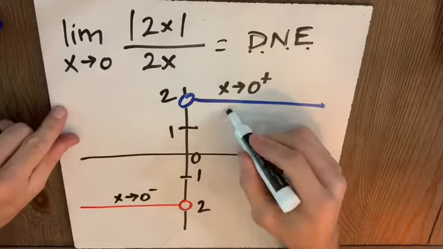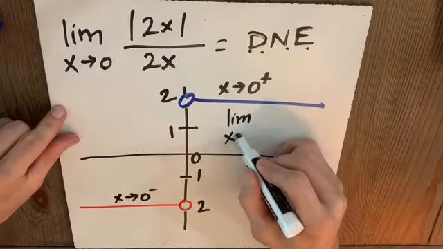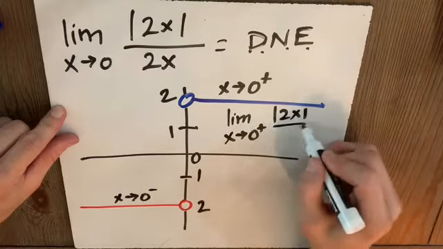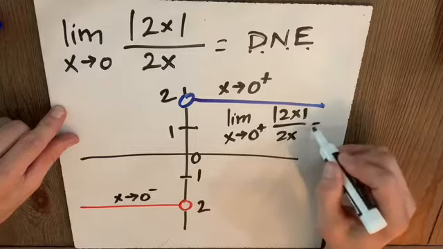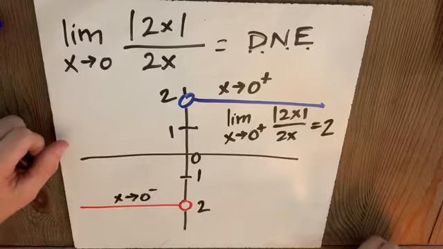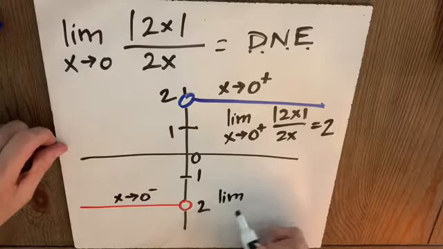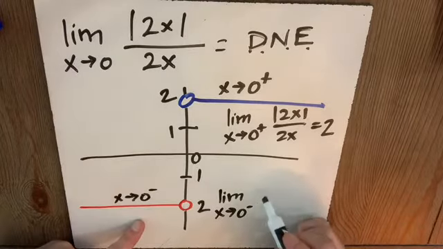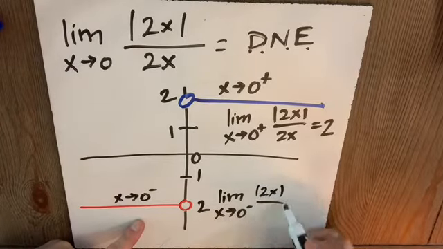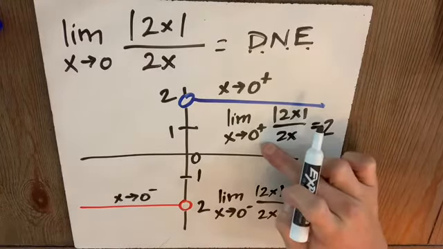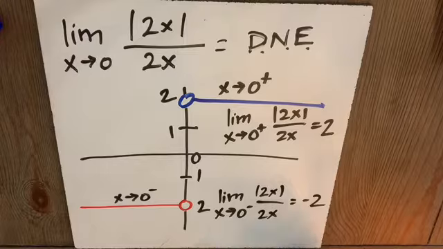Well, if I took the limit as x approaches 0 from the right of f of x, which is the absolute value of 2x over 2x, where is y heading? Y is heading towards 2. That's positive 2. And if I take the limit as x approaches 0 from the left, that's down here, of 2x over 2x, I get negative 2. Because the right-hand limit does not equal the left-hand limit, we have to say the limit does not exist.